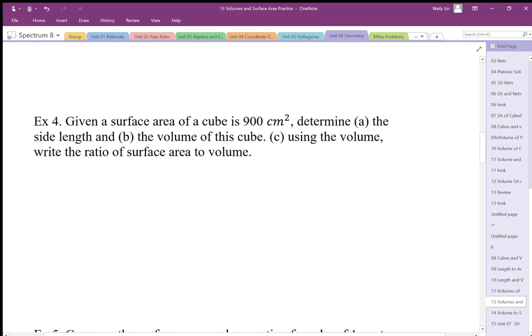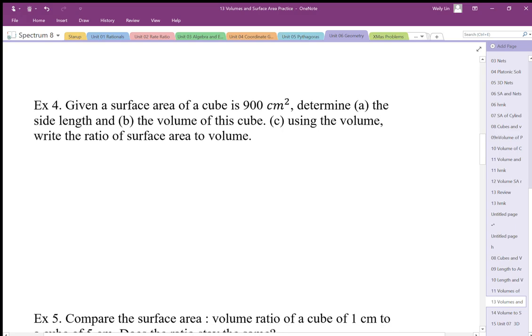So let's do some problems here. You give me the surface area of a cube. It's going to be 900 centimeters squared. Determine the side lengths and the volume of this cube, and we want to work out the surface area to volume ratio. Okay, the last part we'll elaborate on more, but the other parts we can do already.